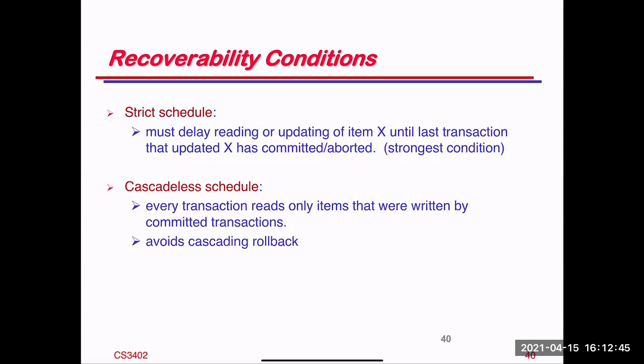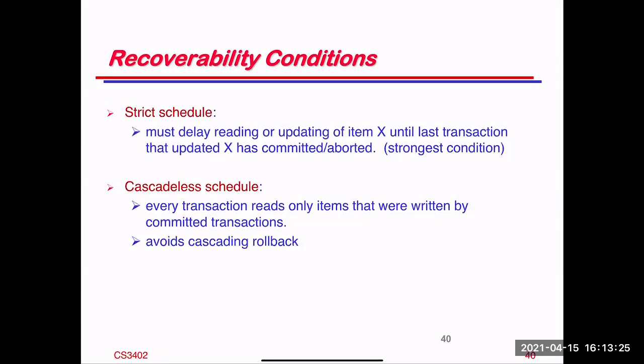Now there is another condition, which is the cascadeless definition. The name comes from this cascaded rollback that I just mentioned on the previous slide. That will become clearer later on when we look at an example. So when is a schedule cascadeless? If every transaction reads only items that were written by committed transactions. If you have this property, then you can ensure that there's no cascaded rollback.